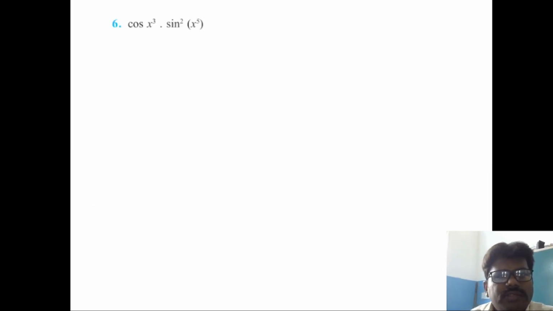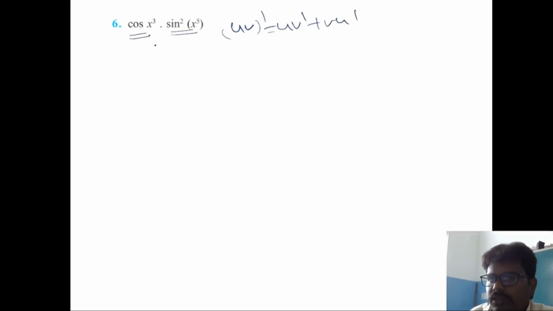And next we'll see the solution of number 6. The question is cos x cube into sin square x power 5. Here we are going to solve this question by using the uv formula, so (uv)' is equal to uv' plus v into u'. Take the first function as u and this as v, and then proceed, then you will get the answer.